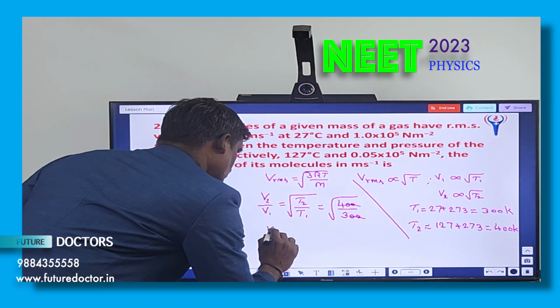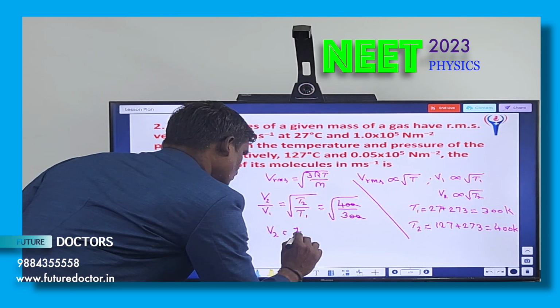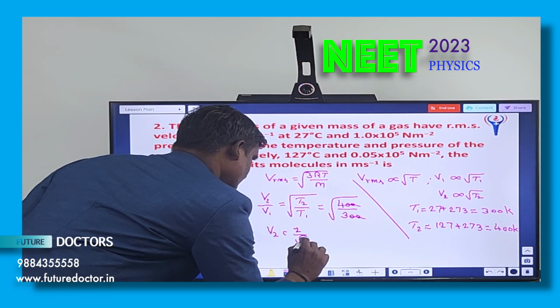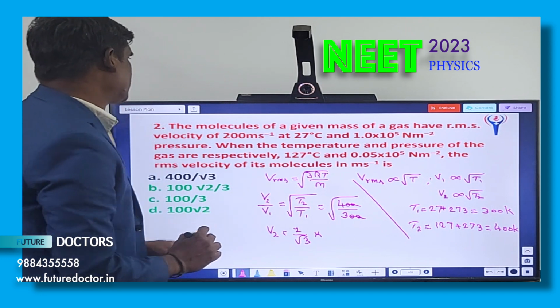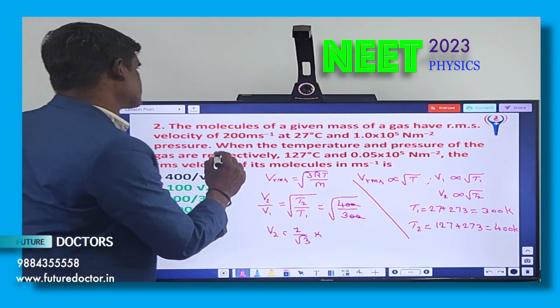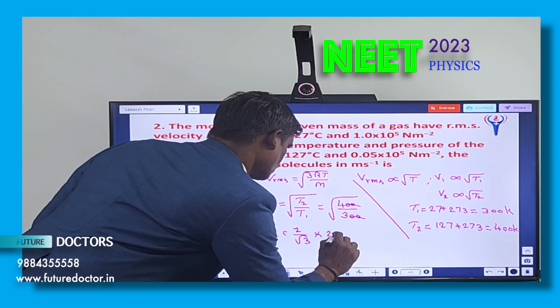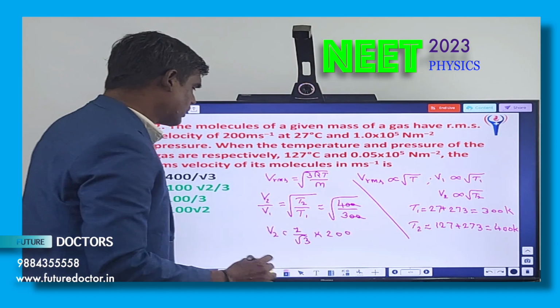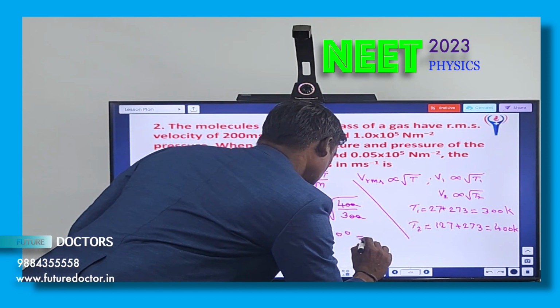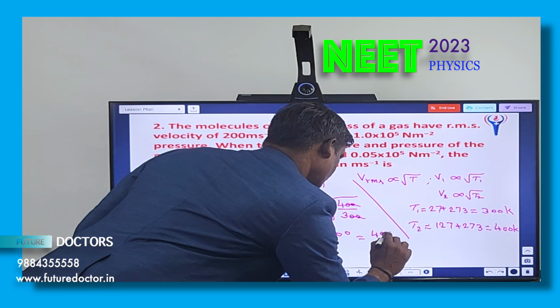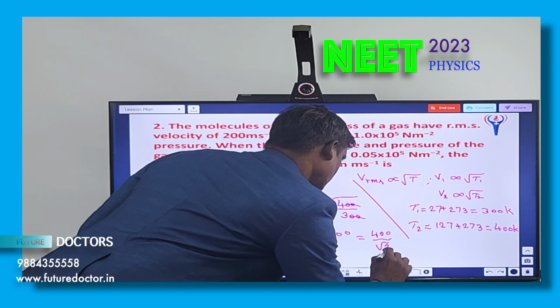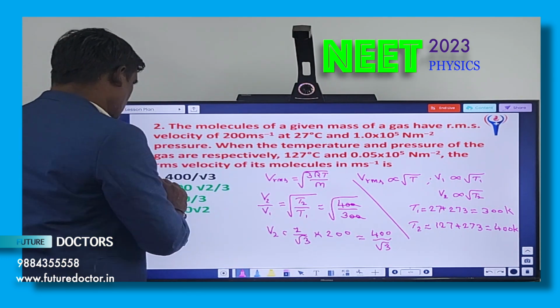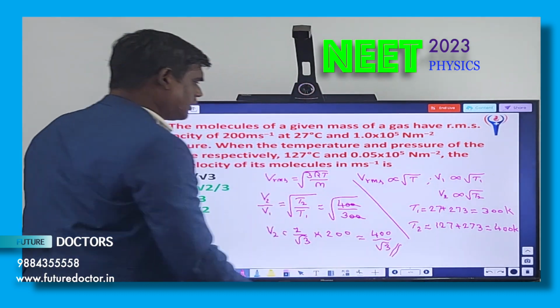Then V2 equal to 2 by root 3 into V1. V1 is given how much? V1 is given 200. 2 into 200, 400. Therefore, this is equal to 400 by root 3 meter per second. That is option A. Option A is the correct answer.